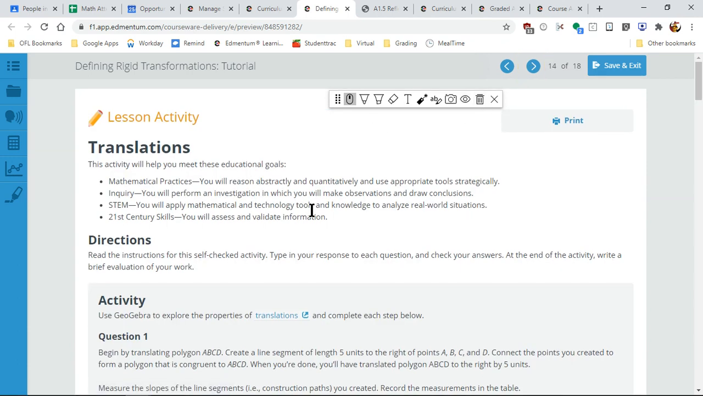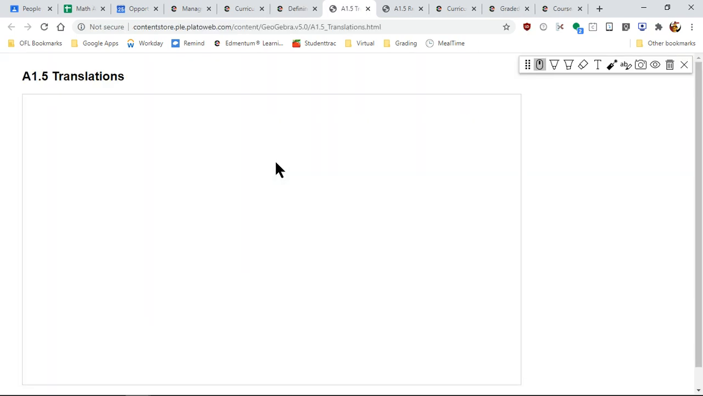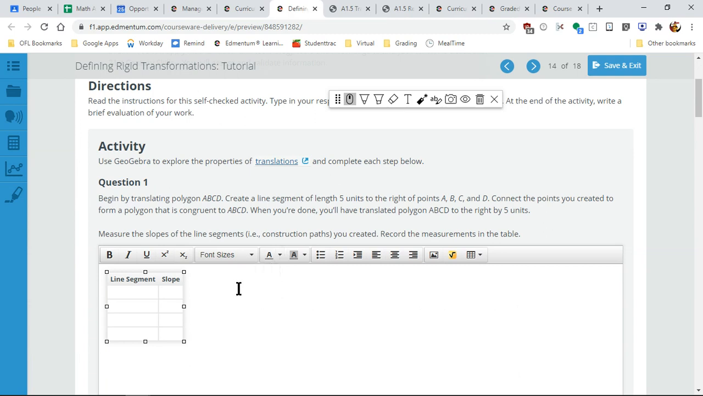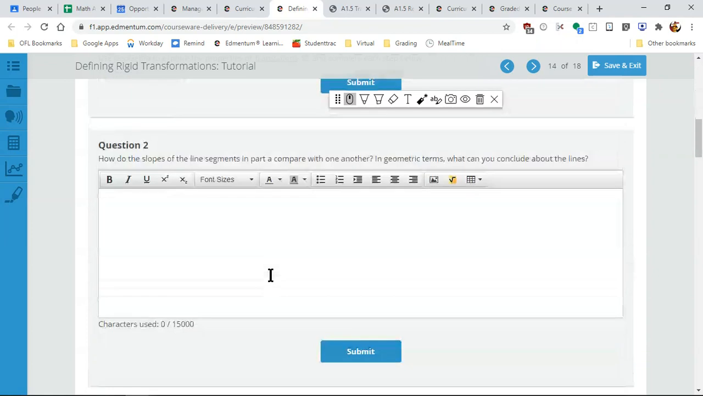So let me delete this. So they want us to figure out the slope and everything from translating. So first it's like begin translating this, create a line segment, 5 units from A, B, C, D. And we're going to do that. So let's look at the translation activity to see what it's talking about. So they want us to translate this. So when we translate this, move it a certain way, find the slope, blah, blah, blah.